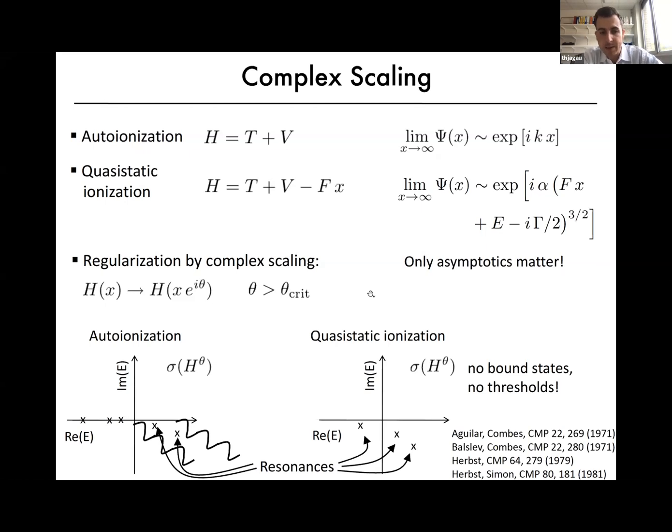But you see the difference if you look at the spectrum of the complex scaled Hamiltonian, because in the case of autoionization, you have so-called rotated continua. This is the theory that you find in the textbooks about complex scaling, but it's not applicable to the quasi-static ionization. In quasi-static ionization, you don't have any rotated continua because you don't have any bound states anymore. You don't have any thresholds. You just have some discrete solutions, which are those Stark resonances. That has mathematically mostly been worked out by Ivar Herbst already 30 or 40 years ago, but it's largely overlooked, I think, by the chemistry and physics community.